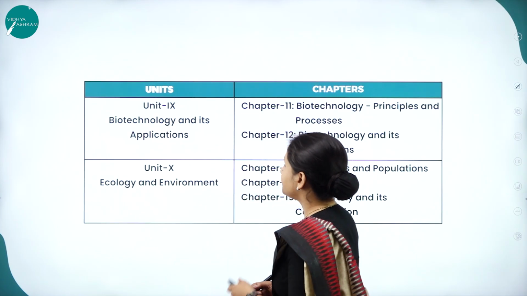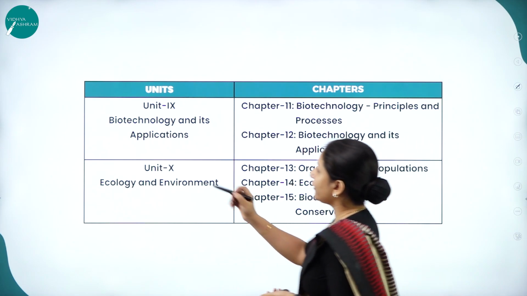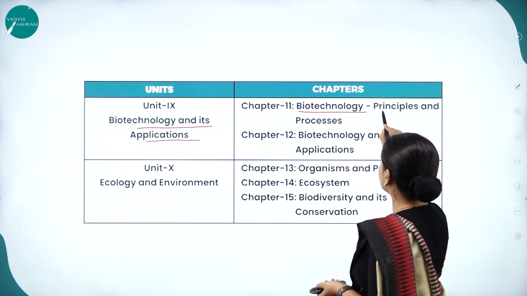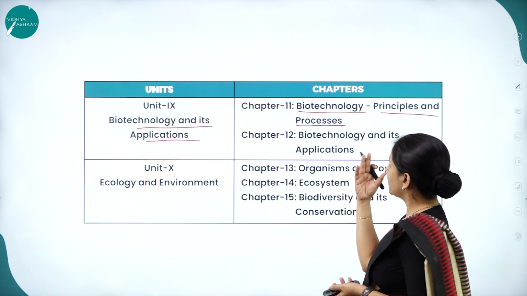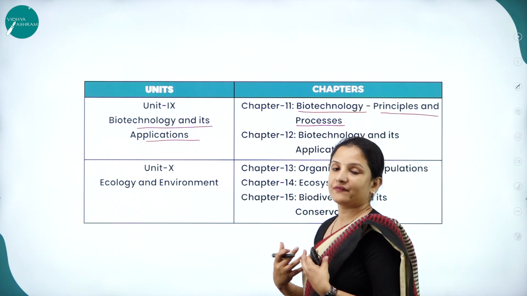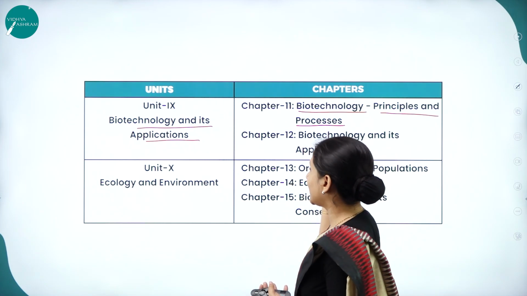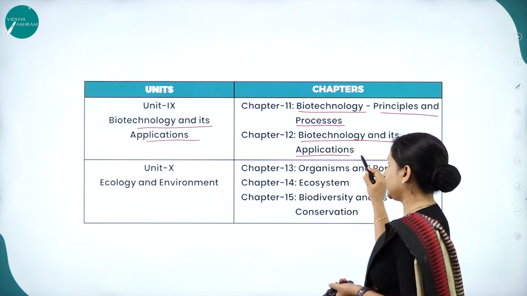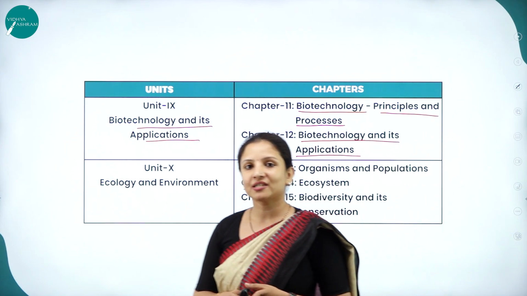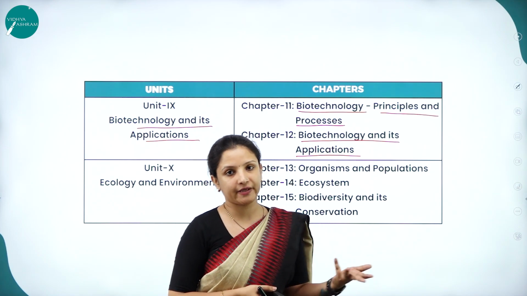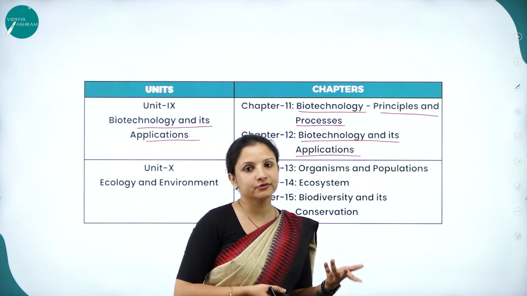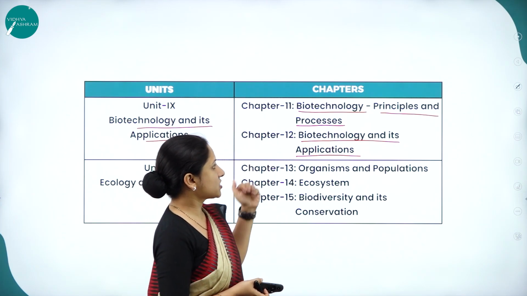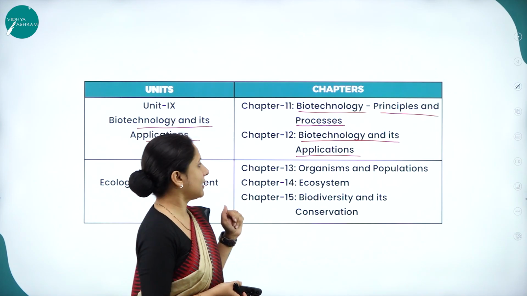Moving further, under unit 9, we'll study about biotechnology and its applications. In this, we'll study the various principles and processes involved in biotechnology. For example, we have recombinant DNA technology, and we'll study all that here. Chapter 12 is about biotechnology and its applications. Biotechnology or genetics has been applied in various fields. What are they? How is it useful? And for which fields is it applied? All that we will study under chapter 12.